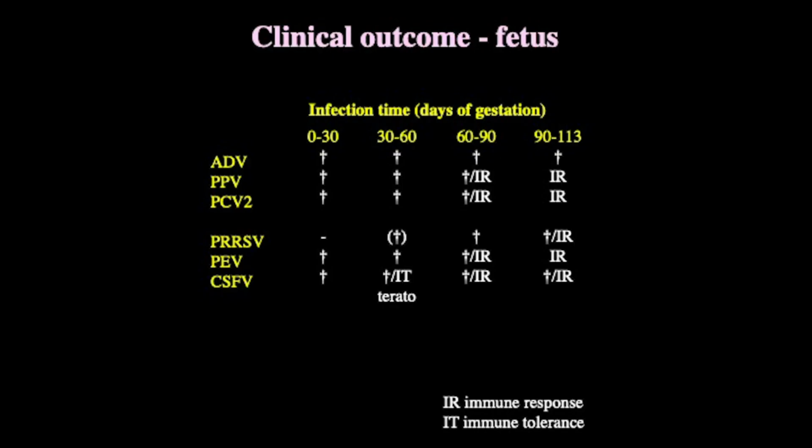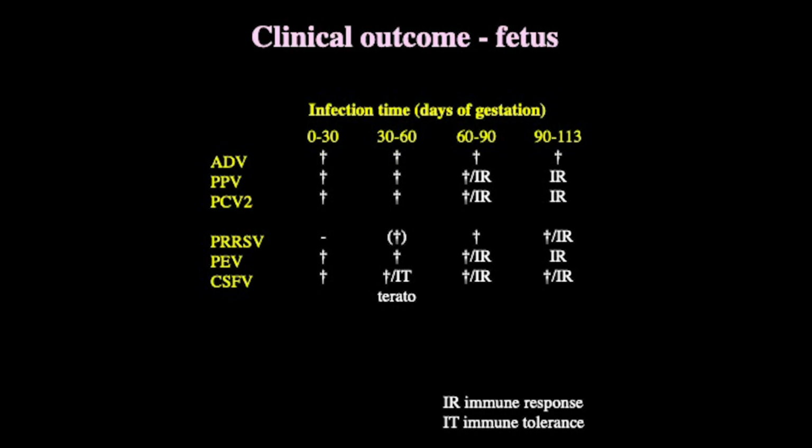The clinical outcome for fetuses, if you have infection during the different days of gestation: a lot of viruses are just killing the fetus in the very beginning, as you can see. And there are a lot of viruses that are killing all over, Aujeszky's disease virus, sometimes also classical swine fever virus. This depends on the strain that you're using, because there are a lot of strain differences.